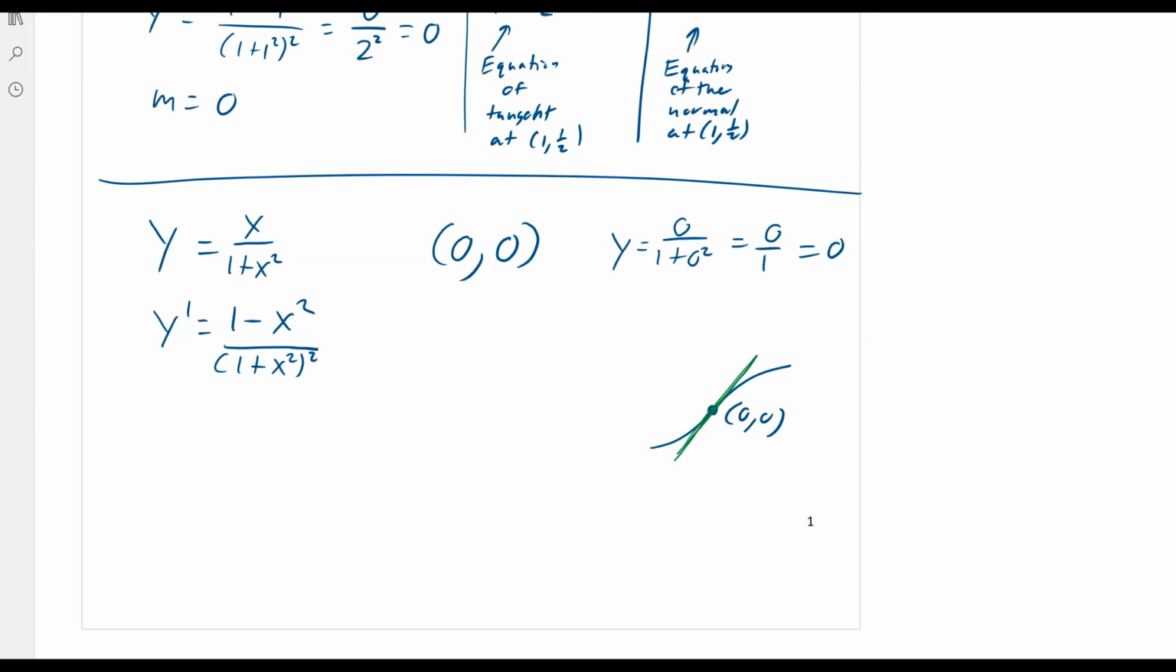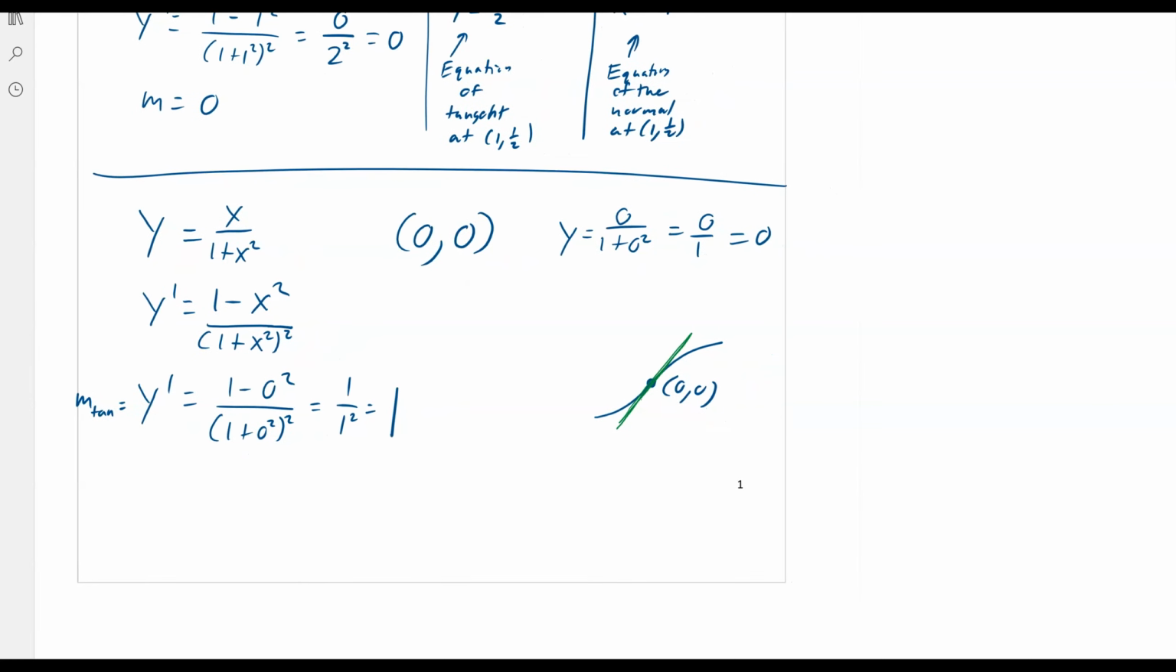All right. So if we plug that 0 into the derivative, you can see we get 1 over 1 squared, which is 1. And so that is the slope of that line. That is the slope of our tangent. So if we make our equation, we take the point 0, 0 and m equals 1, and we plug it in, it's y minus 0 equals 1 times x minus 0. We get our equation, y equals x.